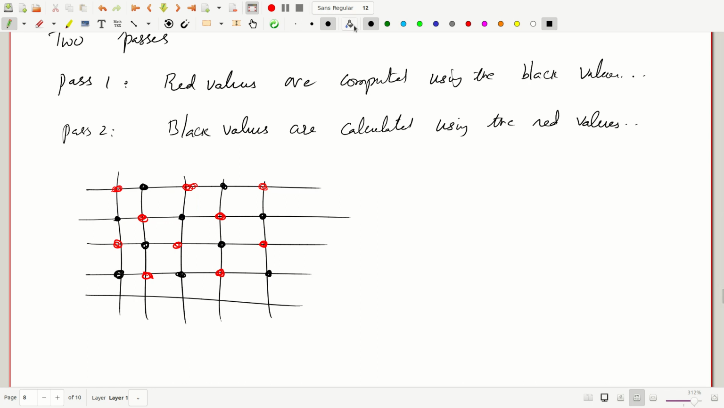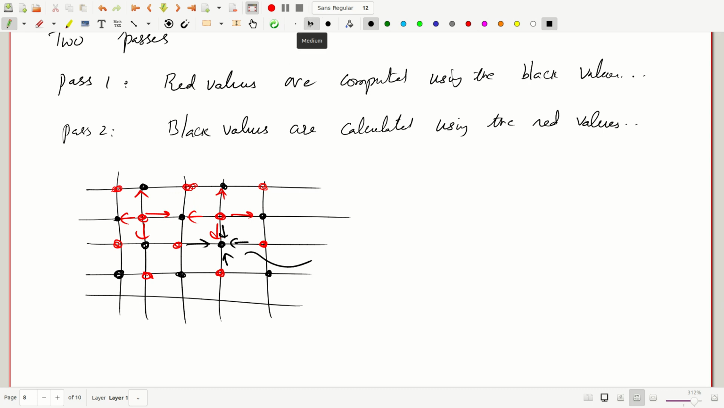Okay, so that means we first calculate the red values from the black values. So the red values are calculated using the black values. So dependency is only on the blacks here, right? And then after that, the updated red values have to be communicated to all other processes. Then the black values will be updated from the red values. Okay, so we have these two steps.